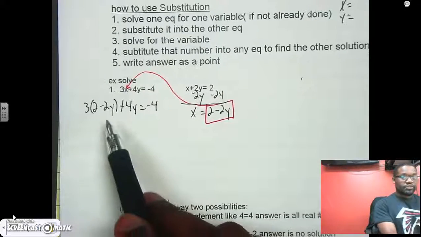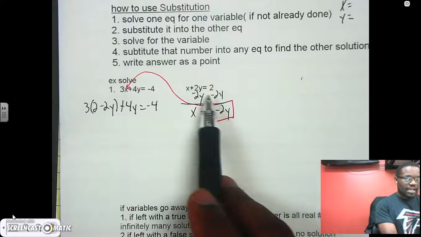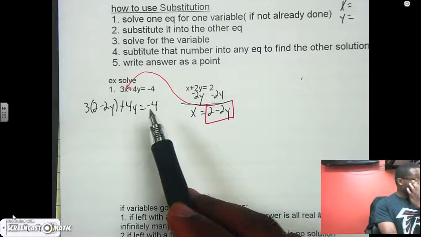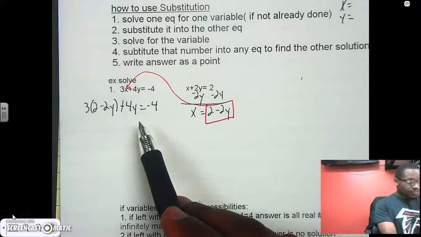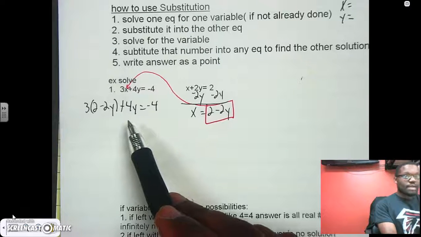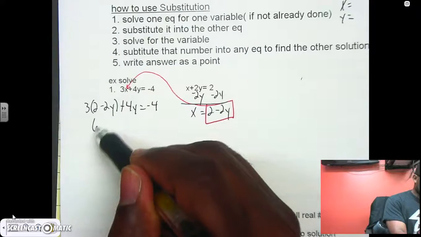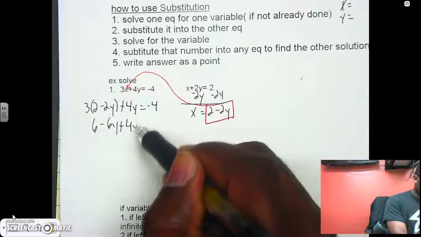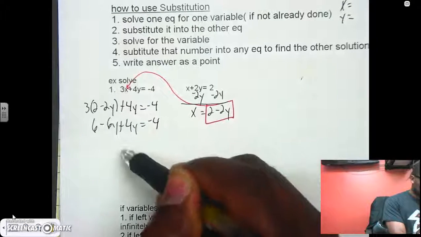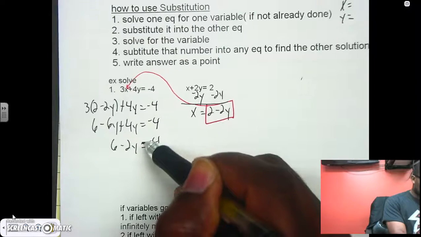Did you notice here, once I substituted, that I only have y's? There's not x and y. That's kind of a fail-safe to check. If you have more than one type of variable after you substitute, then something is wrong. So, distributive property: 6 minus 6y plus 4y equals negative 4. Combining like terms, 6 minus 2y equals negative 4.